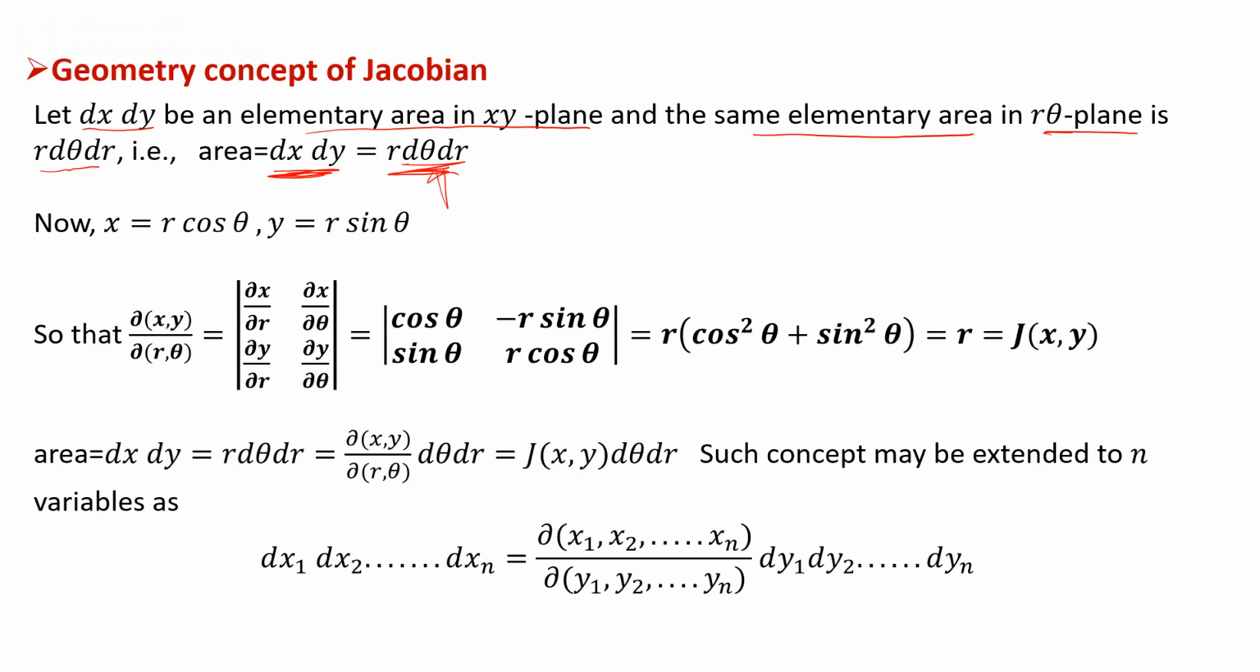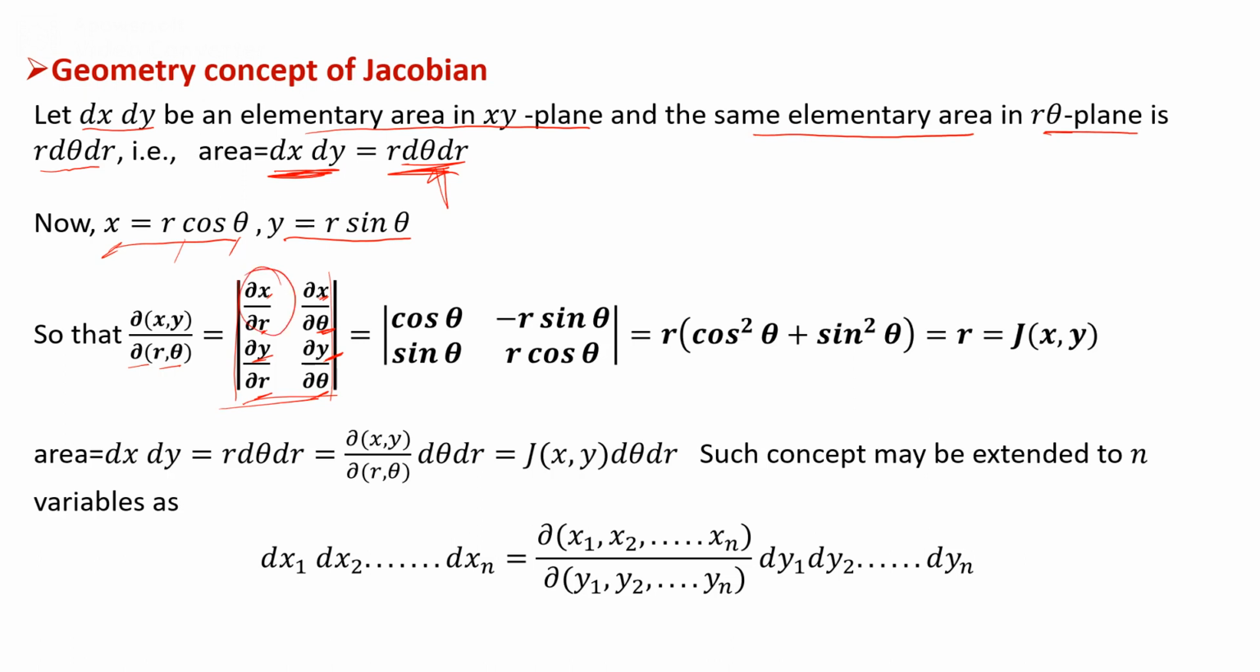Because if you are taking x equal to r cos theta and y equal to r sin theta, these are the polar coordinates. So the Jacobian of xy with respect to r theta, we write del xy upon del r theta, or the determinant of the partial derivative of x with respect to r, partial derivative of x with respect to theta, and similarly the partial derivative of y with respect to r and partial derivative of y with respect to theta, and we find the determinant of that.